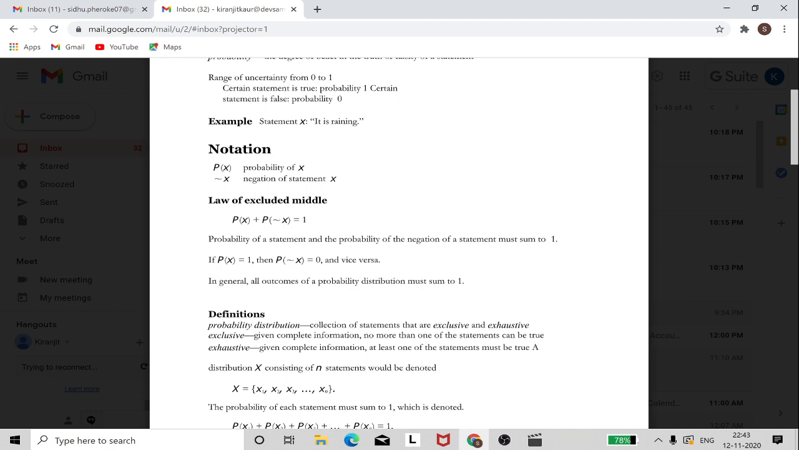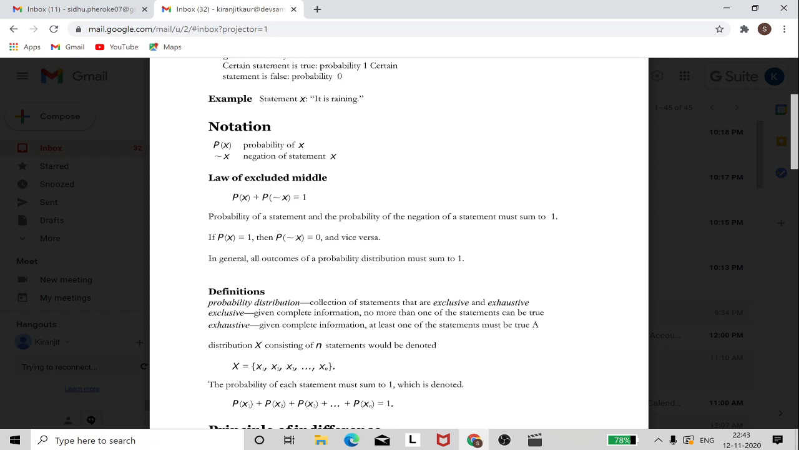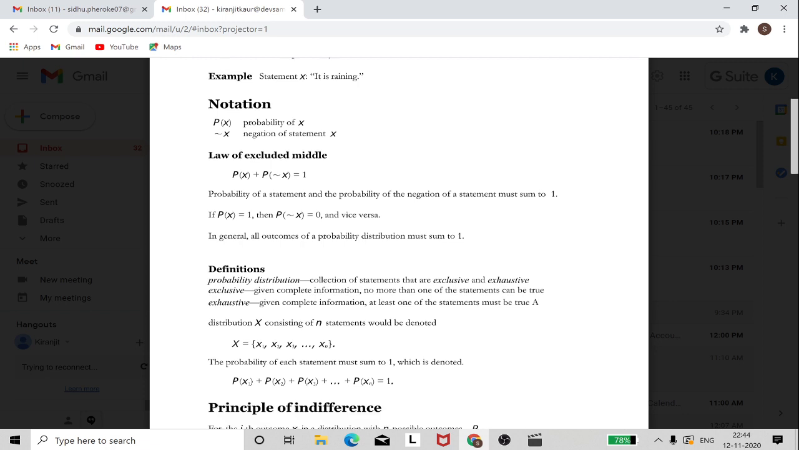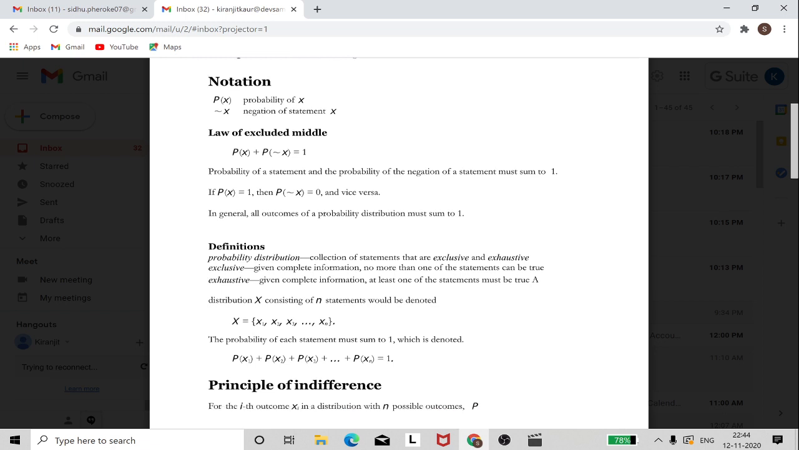Now, it is often the case that we have more than two statements that form a probability distribution. These statements are exclusive and exhaustive. For example, distribution X consists of statements that would be denoted by x1, x2, x3 up to xn. The probability of each statement must sum to 1, which is denoted as probability of x1 plus probability of x2 up to probability of xn must be equal to 1.